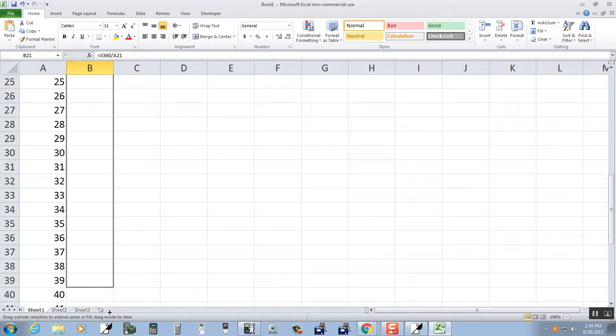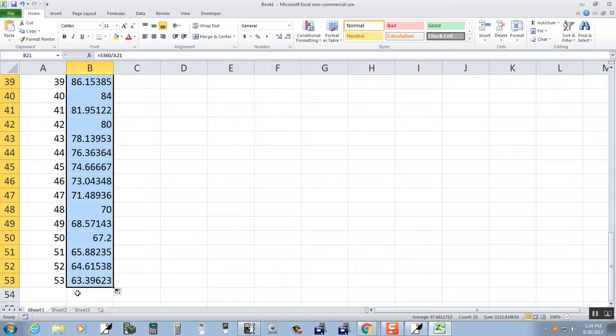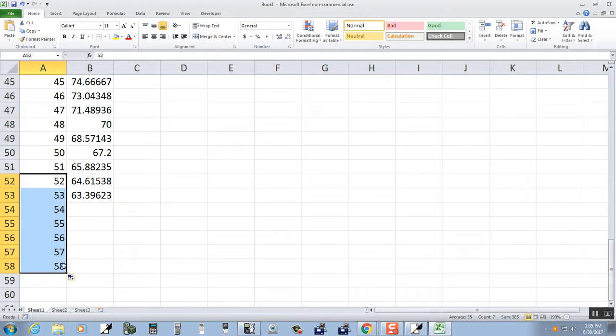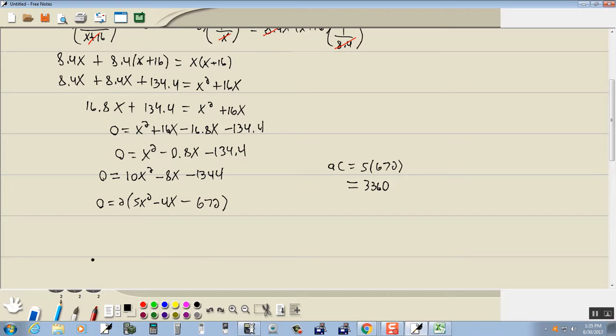This problem actually shows the benefit of using the quadratic formula versus factoring. Okay, now I'm looking for something with a difference of 4. I still may not be down far enough, assuming there is something. There it is, 56 and 60. So I have 5x squared minus 60x plus 56x minus 672.